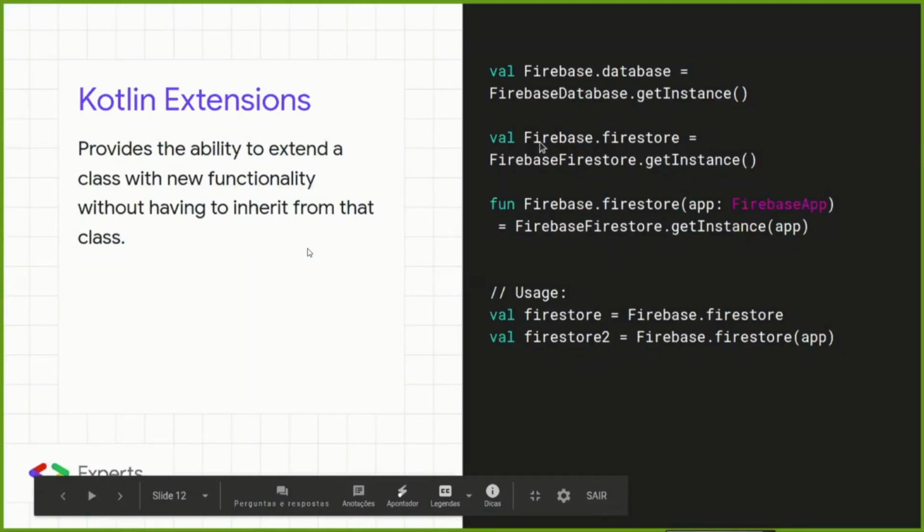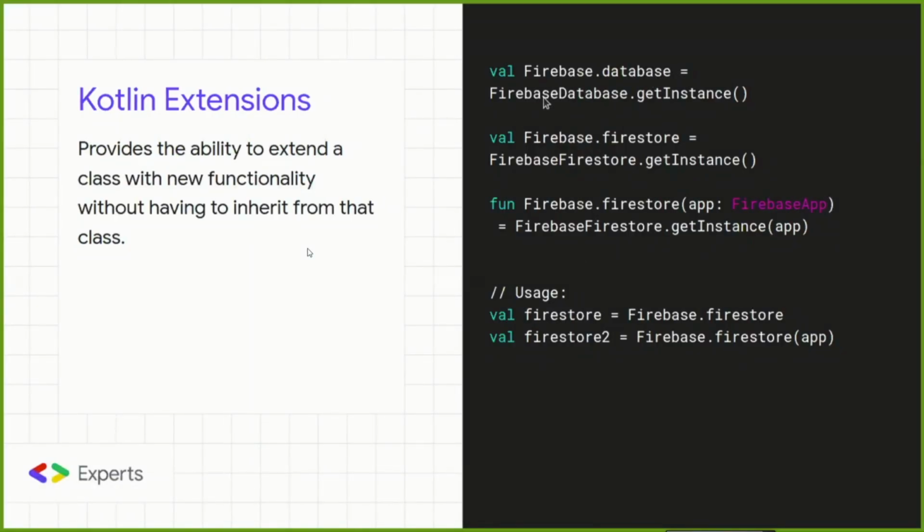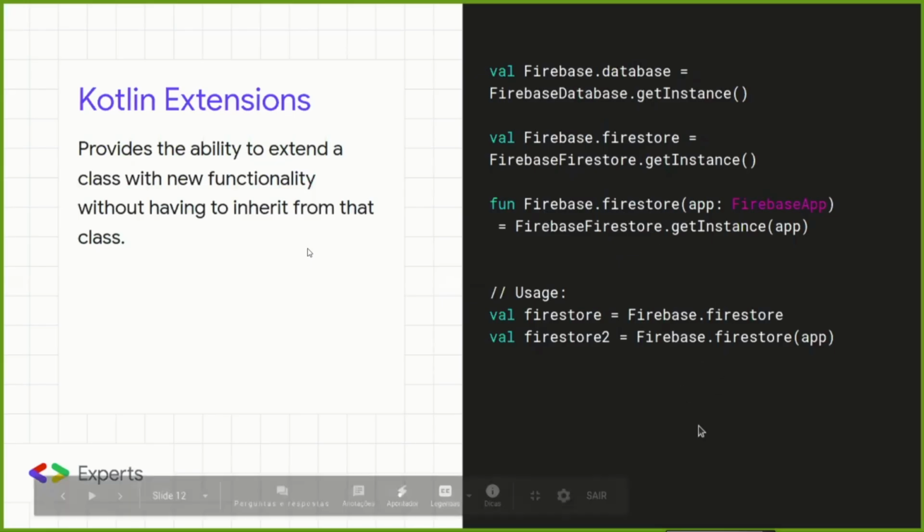So here it is. We declared a property called database, which will call the original Java SDK, which was FirebaseDatabase.getInstance. So instead of having to call all this, we would just call Firebase.database, and that would return us the instance from Firebase database, and the same for Firestore. And we have a different getInstance, which actually requires us to pass in a Firebase app. So for that, we created an extension function called Firestore. And here below, you can see how to call those functions.